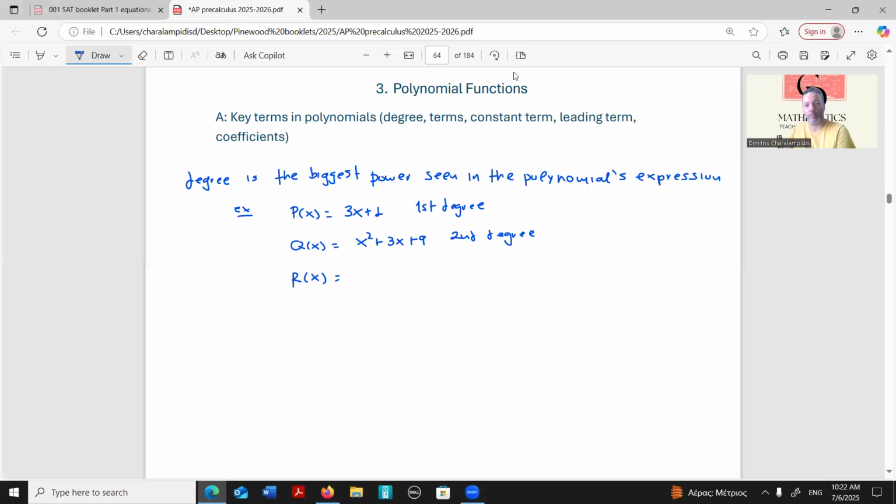I keep naming the polynomials by capital letters. That's what we normally do. R of x is 4x to the power of 4 plus 3x squared minus 6. This is a polynomial of fourth degree, and so on. In all these three examples, I placed the powers in descending order, starting from the biggest to the smallest. This way is called standard form of a polynomial.